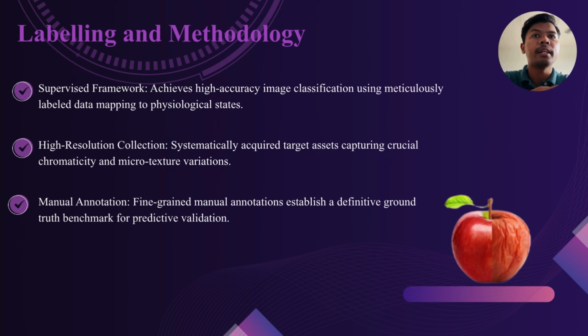The third one is manual annotation. After collecting the images, we manually check and label them to ensure the labels were correct. These manually verified labels serve as the ground truth, meaning they act as the correct answers that the model used during training and evaluation.